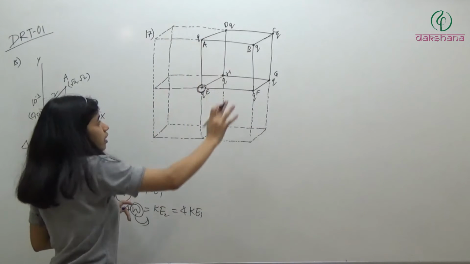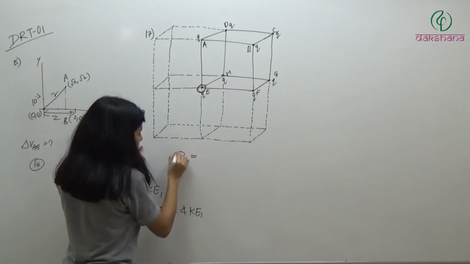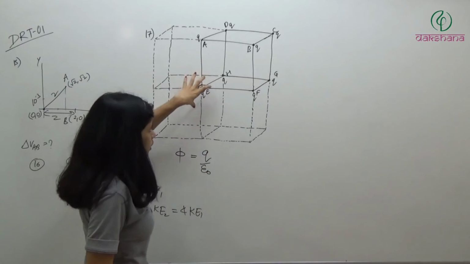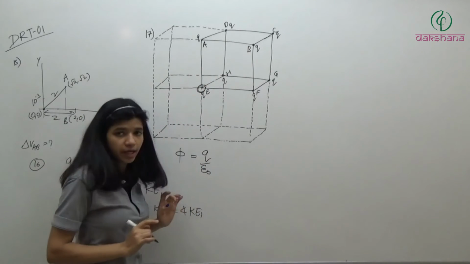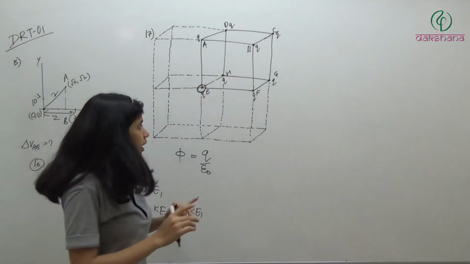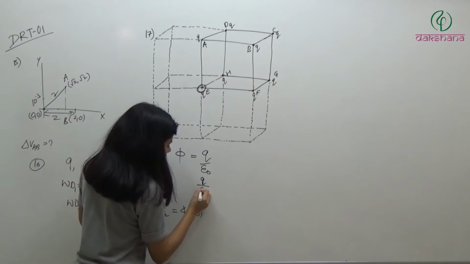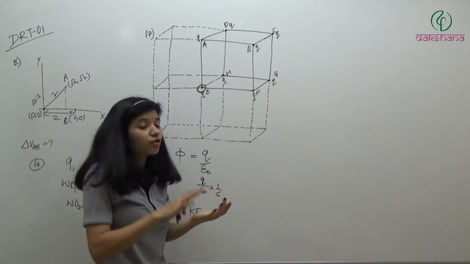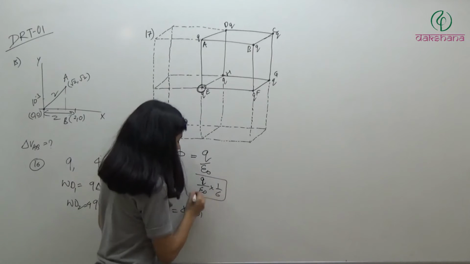So the flux through the complete cube will definitely be q by epsilon naught. We are just talking about the flux due to this charge. So it will be q by epsilon naught. If you talk about one face of that complete cube, we have 6 faces. So it will be q by epsilon naught into 1 by 6. Now this is the flux because of one face.